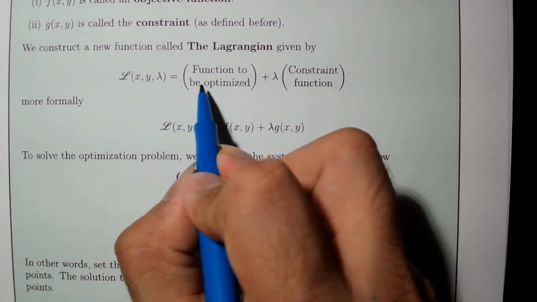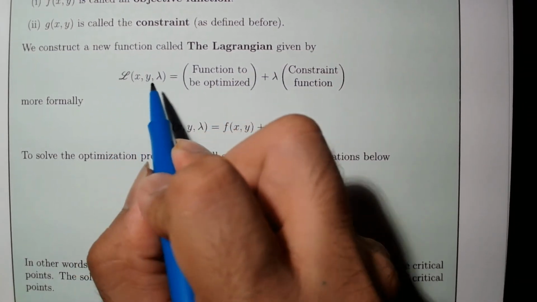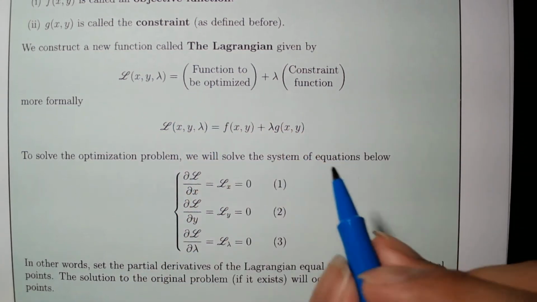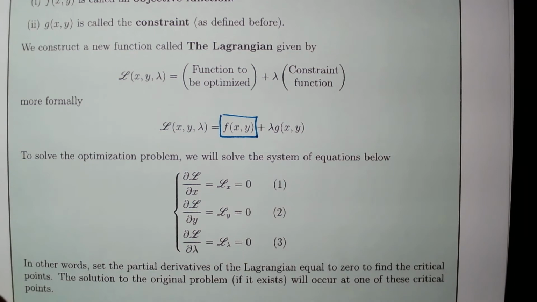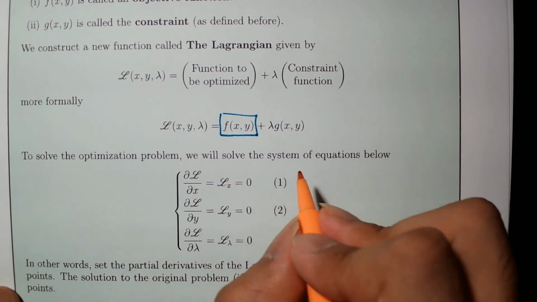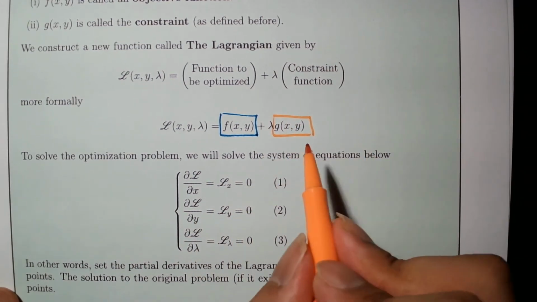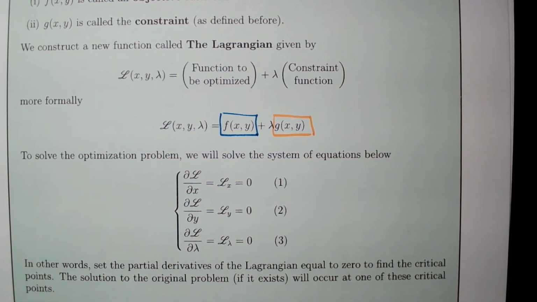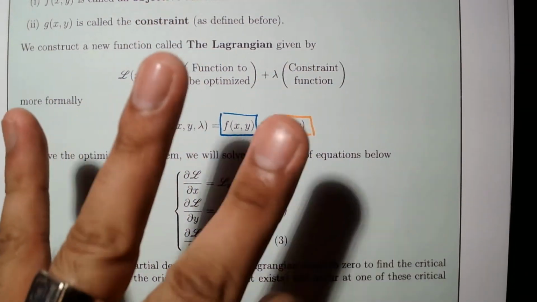Okay, so we are going to construct this Lagrangian function by starting with writing the function we want to optimize, which is f of x, y, plus lambda times the constraint function, which is the g of x, y, which is why we sent all the terms to the left-hand side of the equation that defines the constraint. And then we are going to solve the following system of equations, which involves finding three partial derivatives.